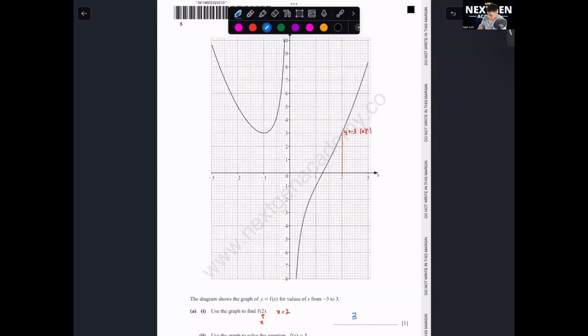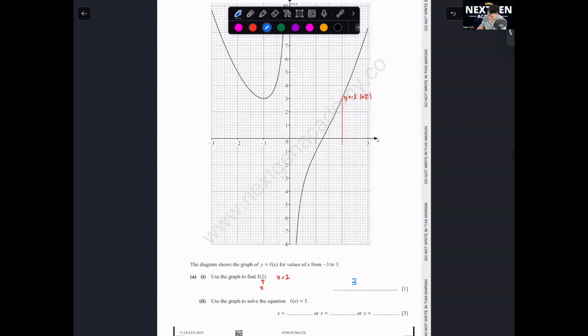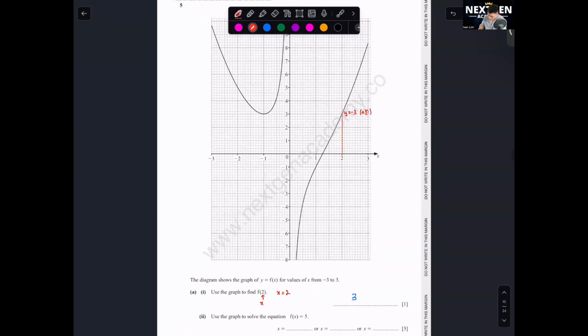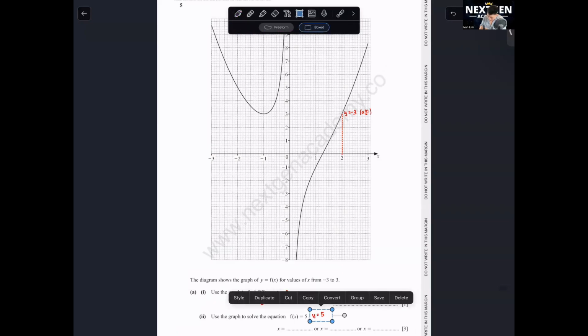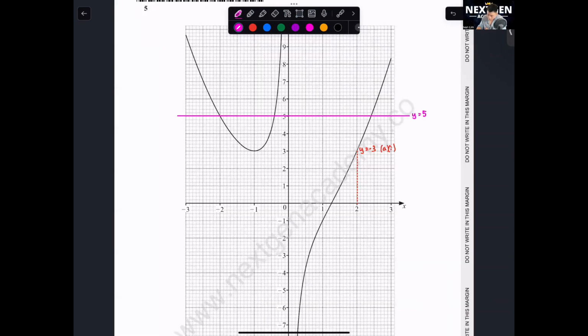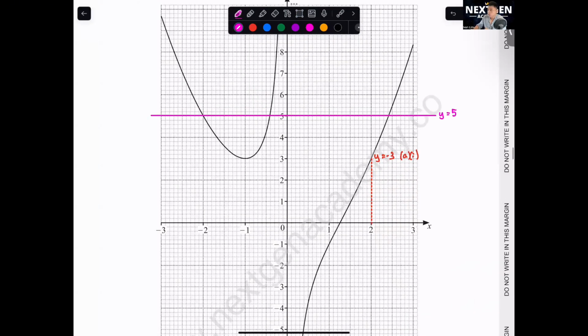Answer is 3. Okay, second one, they say use the graph to solve the equation f(x) equals 5. When f(x) equals 5 means when my y equals 5. Y equals 5, what is the value? So at y equals 5, I'm going to draw a horizontal line like this. Okay, this is y equals 5.